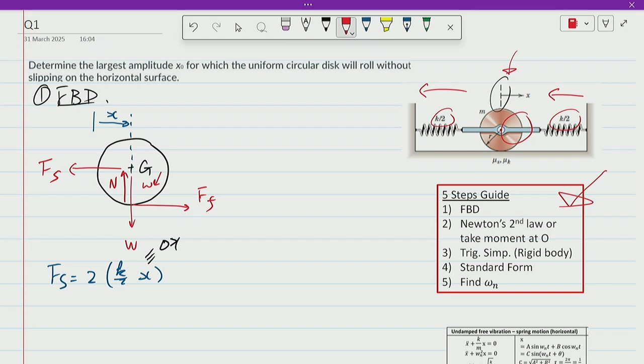Yep. So you push the disc towards the right, it's trying to move back to the left. But there's no slipping, so it has to roll back. So basically our omega has to go that way, to roll it back, and then our friction is towards the right. Questions? Okay, step 2 is Newton's second law.